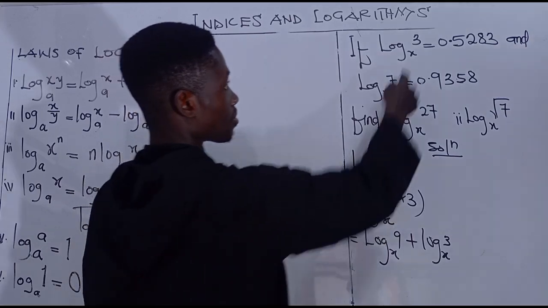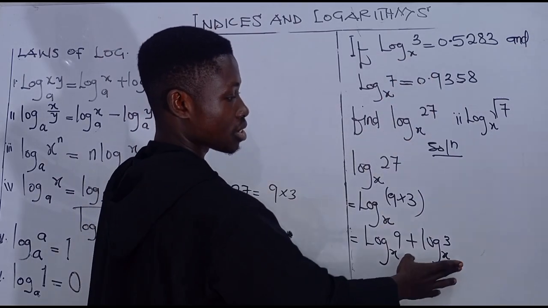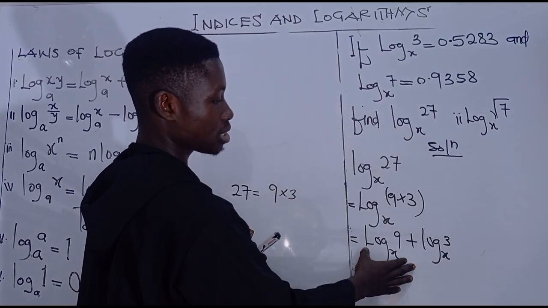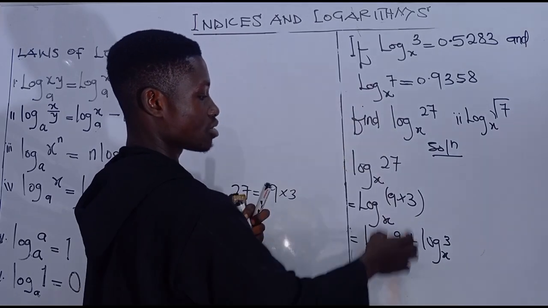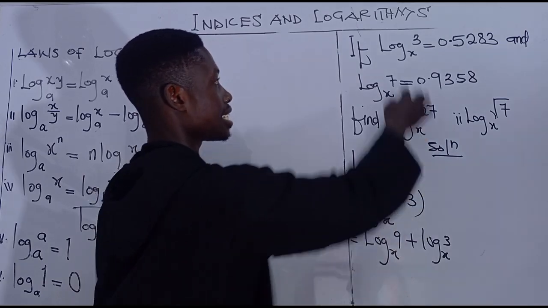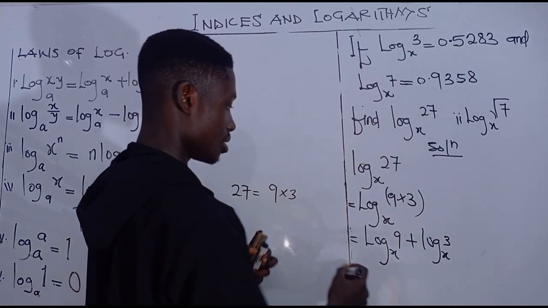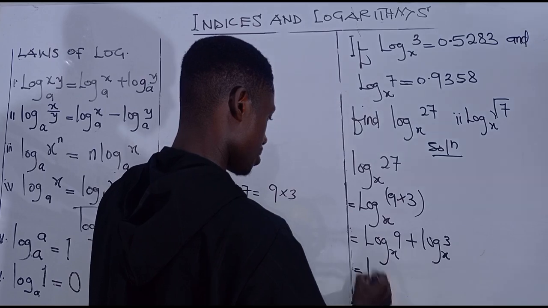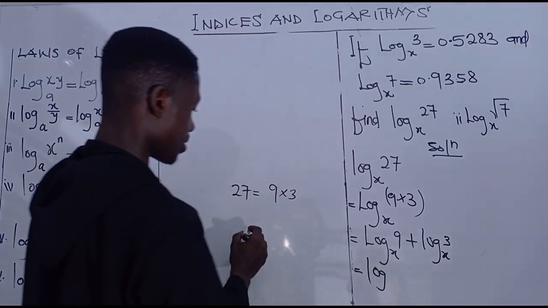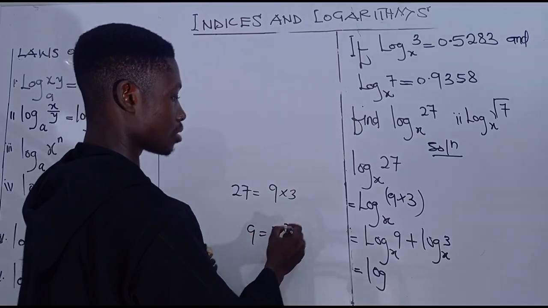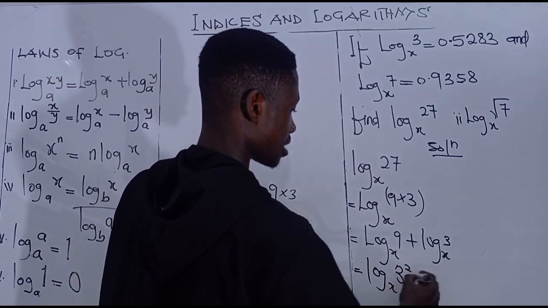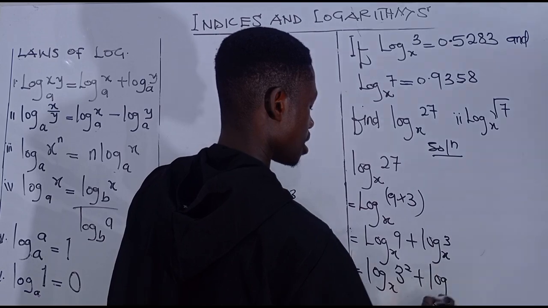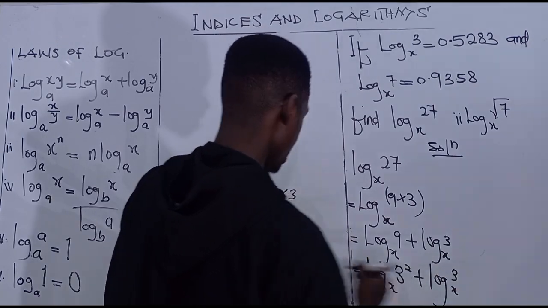Now we are having log of 3 to the base of x, which is this one. So we are done with one part, but we don't have log of 9 to the base of x. So we have to simplify further for us to get either this or that. So you have log 9 can be written as 3 raised to the power 2. So we have log of 3 raised to the power 2 to the base of x plus log of 3 to the base of x.